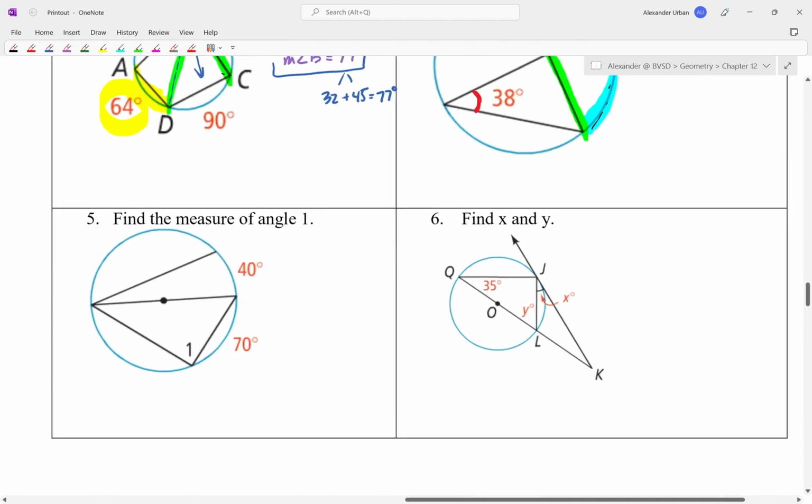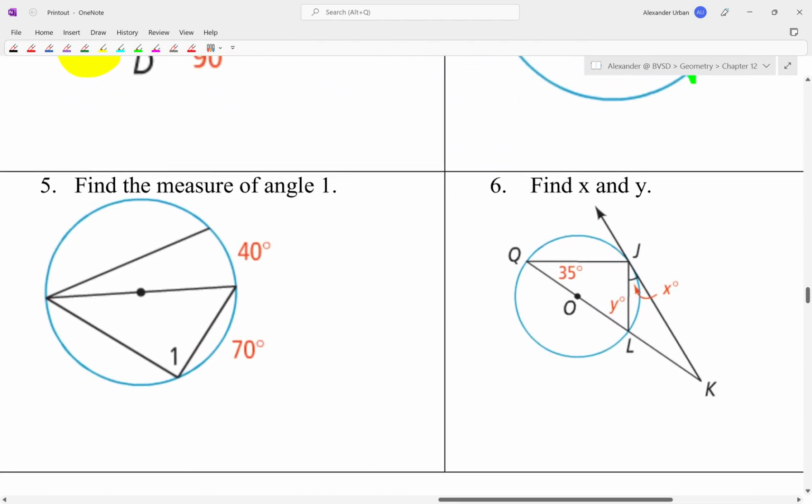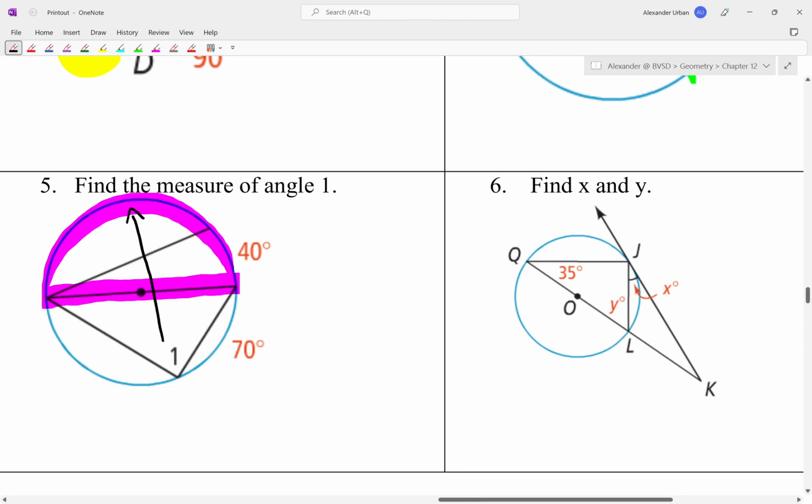Alright, number 5. We're only finding angle 1. This one is funny because we want to try really, really hard, but what we need to notice first is that this side is actually a semicircle. So we are using the diameter here, which means angle 1 intercepts this arc. That's 180 degrees because it's a semicircle, which forces the measure of angle 1 to be half of that, which is 90 degrees.